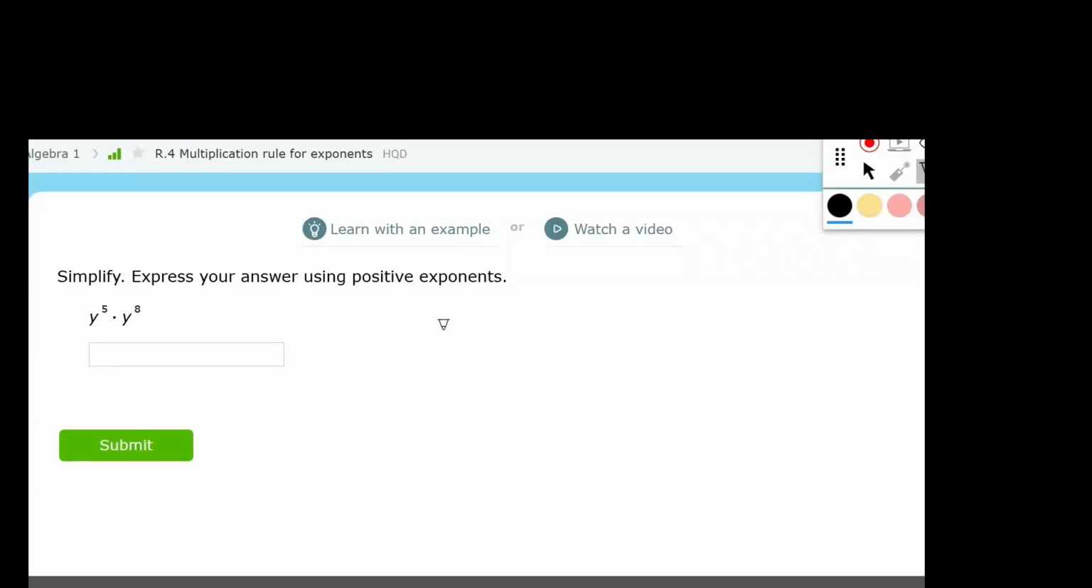Hi everyone, today I'm going to be talking about multiplying exponents with the same base. So here we have y to the fifth times y to the eighth as our problem. And the question wants us to simplify and express your answer using positive exponents. So first we want to start thinking about, do we have the same base here? And the answer is yes, it is y.